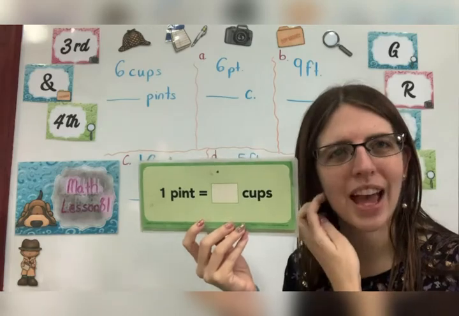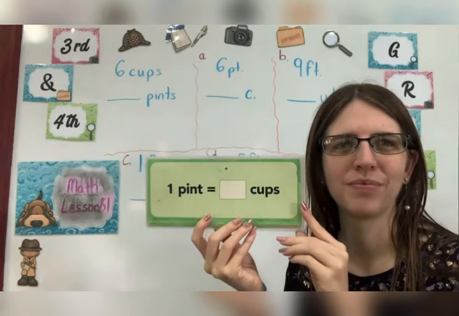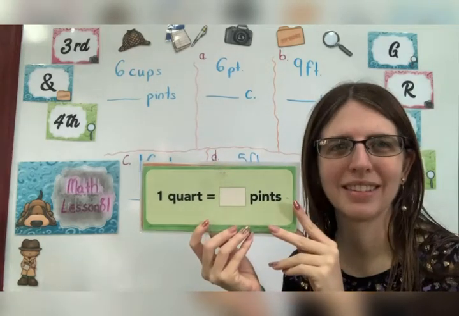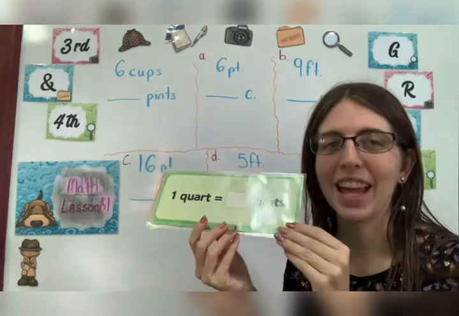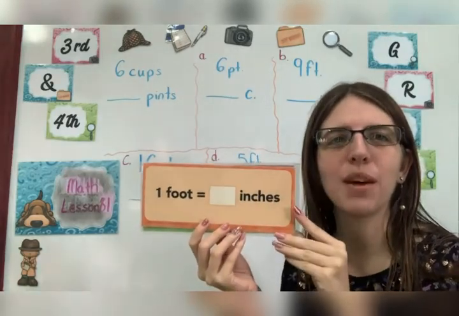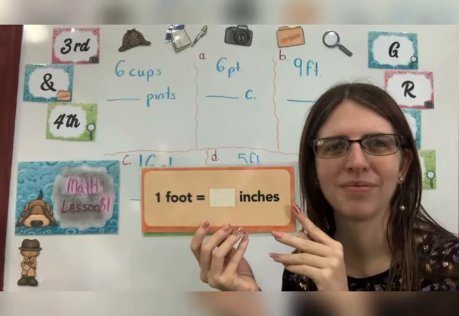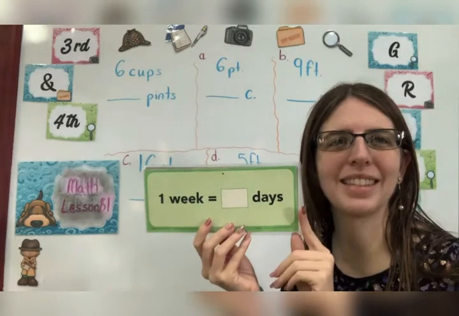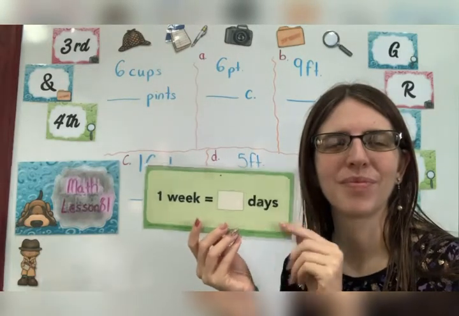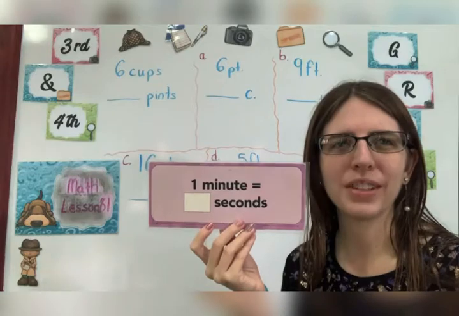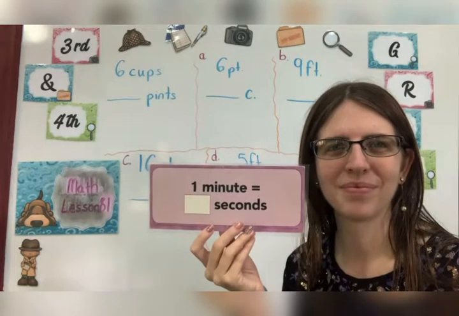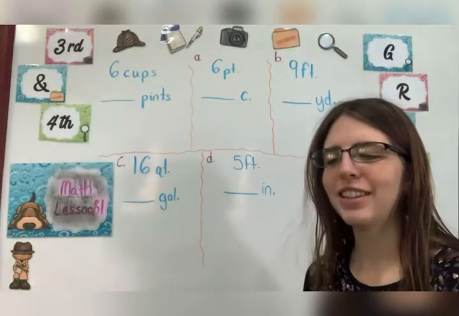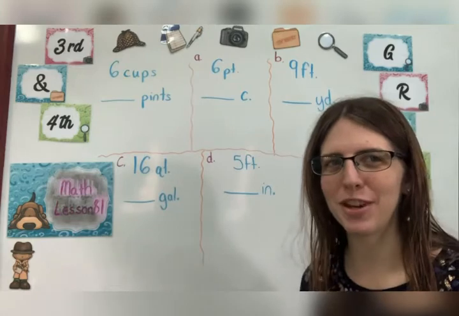1 pint equals how many cups? 2, yes. 1 quart equals how many pints? Again, 2, very good. 1 foot equals how many inches? 12. 1 week equals how many days? 7. 1 minute equals how many seconds? 60. Very, very good.